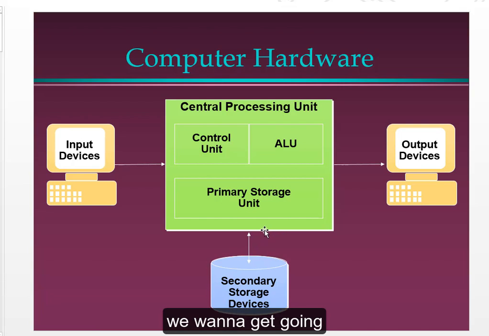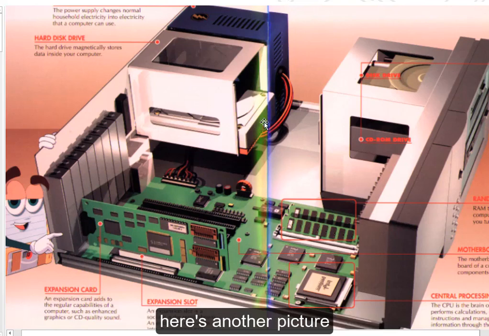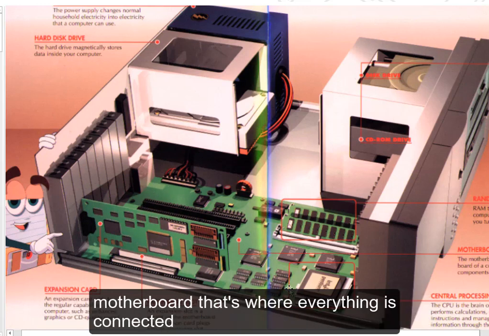We want to get going. That's the inside kind of a computer. Here's another picture of the inside of a computer. This green thing, the green bottom, is called the bus or the motherboard. That's where everything is connected.